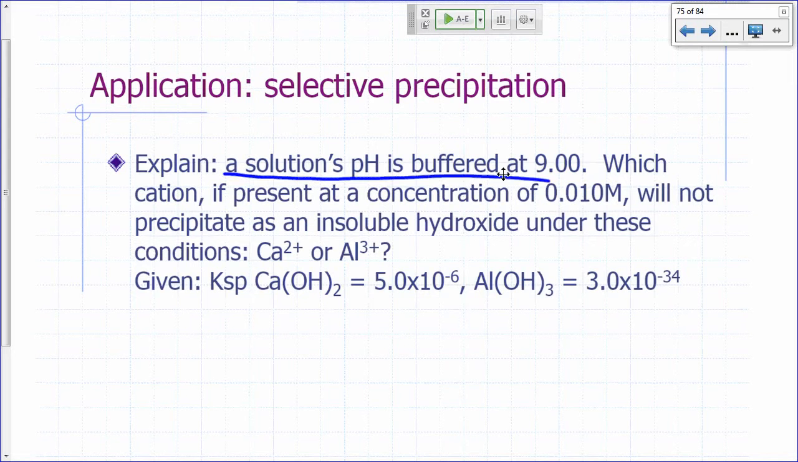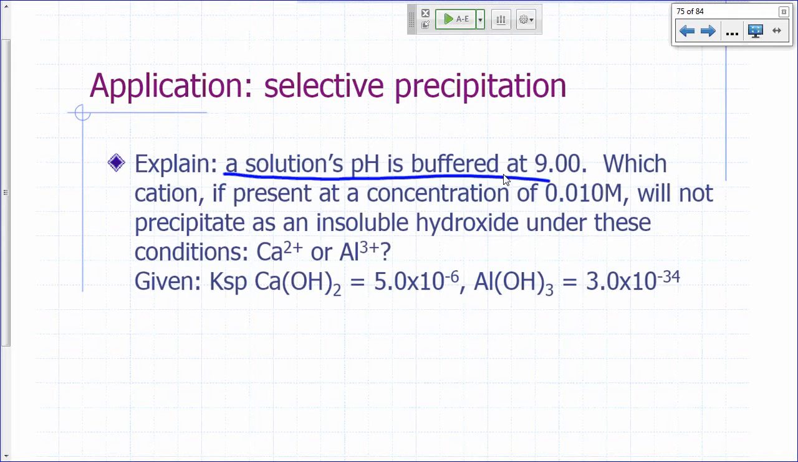So let's say your solution is buffered at pH of 9. So you can make a buffer. You have a reaction mixture, you buffer it to pH of 9. What would be a good buffer for that we've seen earlier? You remember? The pKa of ammonium was like 9.26. So an ammonium chloride buffer would be something you might want to use for that. Okay, so the pH of your solution is buffered at 9.